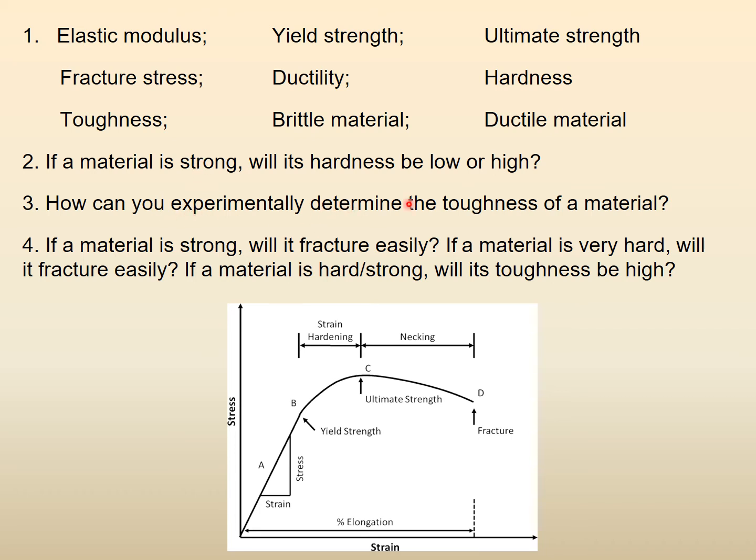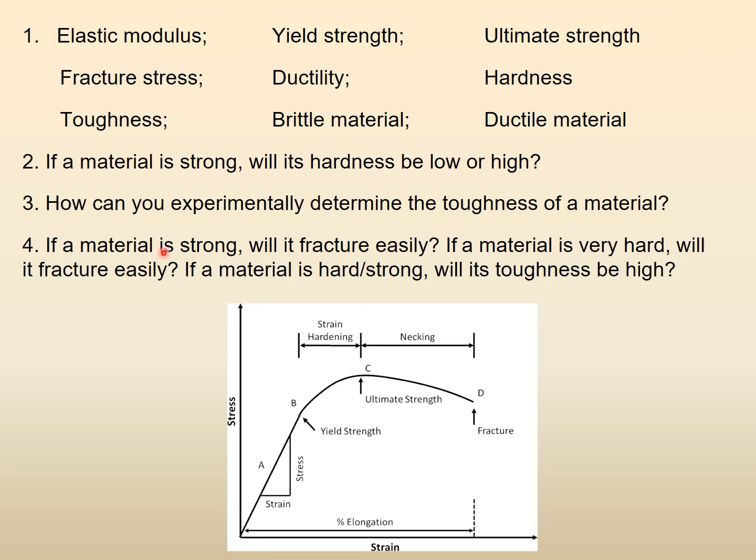How can you experimentally determine the toughness of a material? What are your answers? You can do a stress strain test, right? A normal tensile test, and find the toughness as the area under the curve experimentally. What is the other method? Yes, you can do a Charpy impact test and you can find the impact toughness of the material. To find the true toughness of a material, is there a test? Maybe you don't know right now.